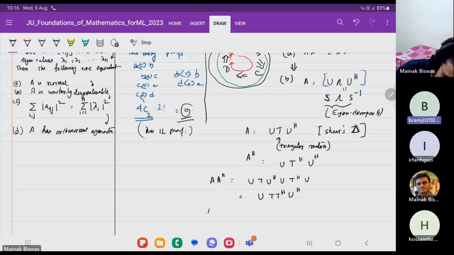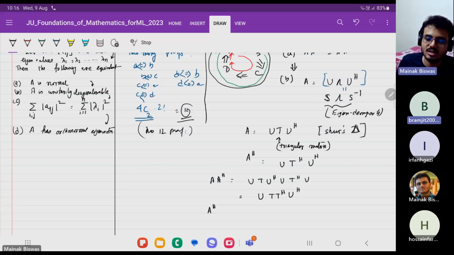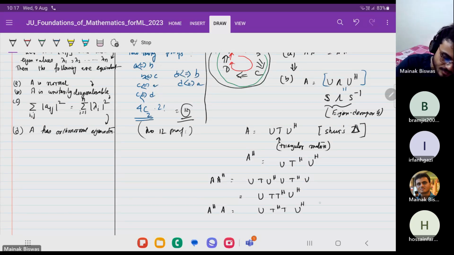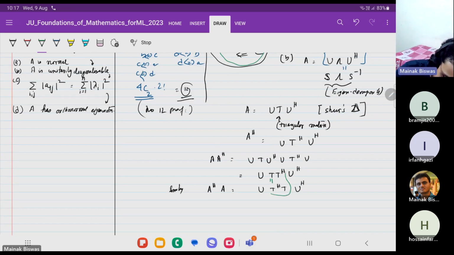Similarly, should I consider T also to be unitary similar? No, T is a triangular matrix. It has no property. So A Hermitian A would similarly be U T Hermitian T U, right? So now these two have to be equal. Correct? For these to be equal, do you agree these two have to be equal because the outer ones are the same?